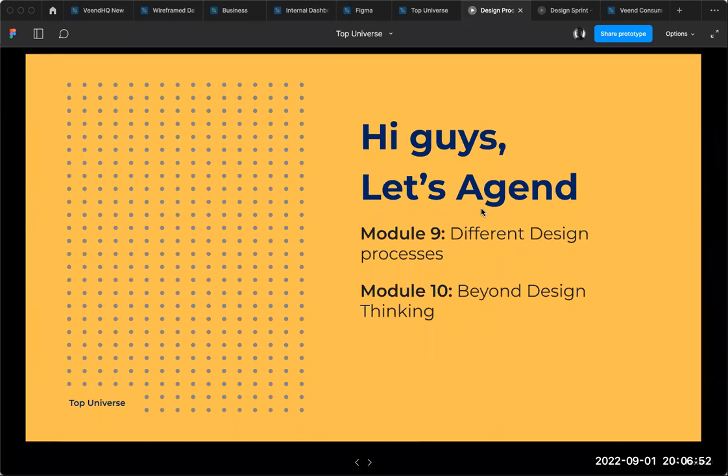A lot of us have heard of this design process and that design process, but we don't actually understand how they work. When should I use this design process? When should I not use this design process? So basically, we need to understand what each design process is for and where it is applicable. So let's get right into it.